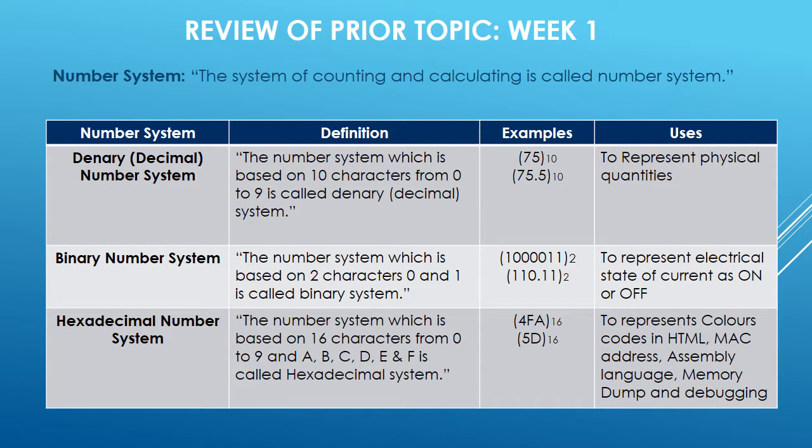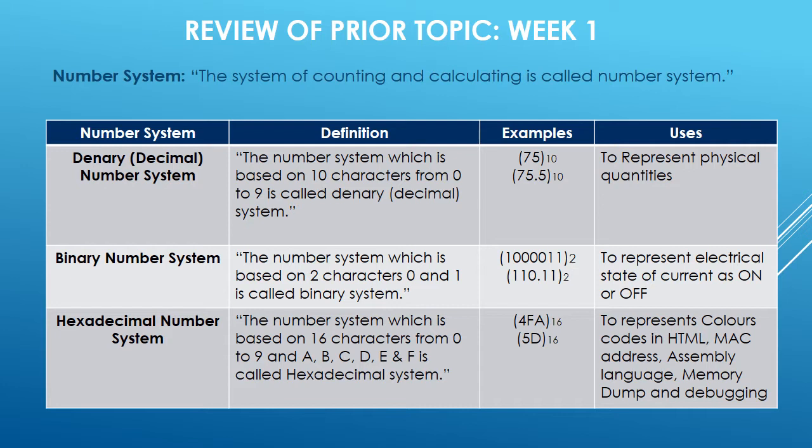Then comes to the binary number system. The number system, which is based on 2 characters, 0 and 1, is called the binary system. For example, if I say 1, 0, 0, 0, 0, 1, 1 with base 2, that is a binary number. Similarly, 110.11 with base 2 is a binary number. Binary number is the combination of zeros and ones. Binary numbers are used to represent electrical state of current or voltage that can be represented as on or off, as true or false. So on can be set as 1 and off can be set as 0.